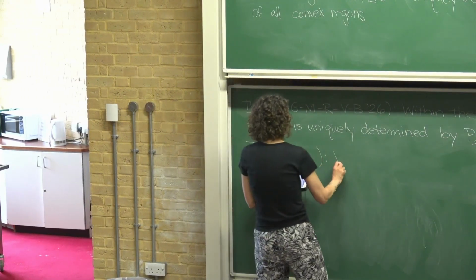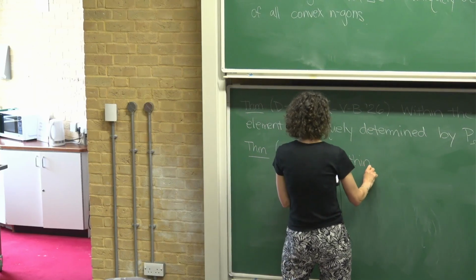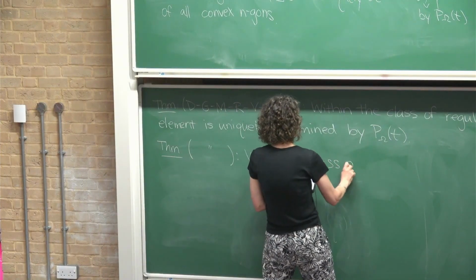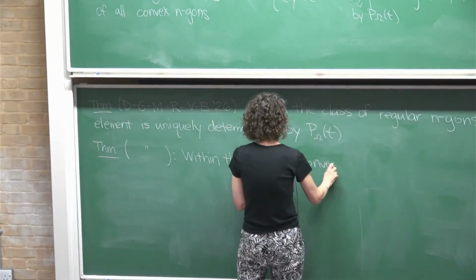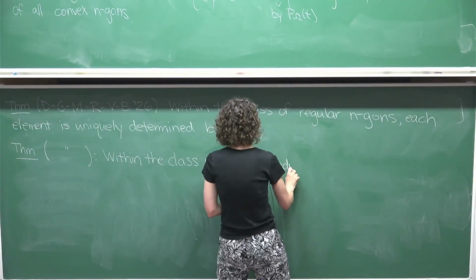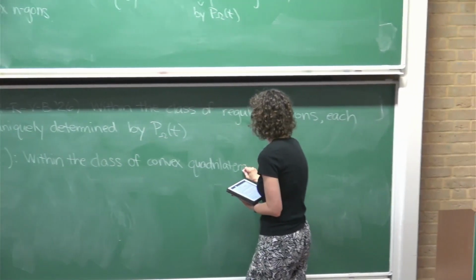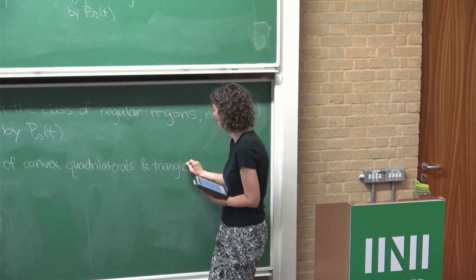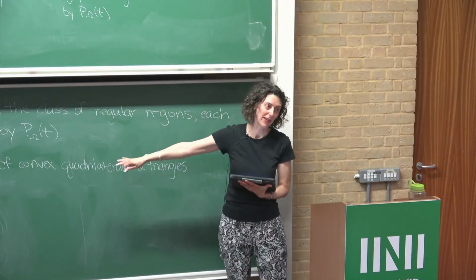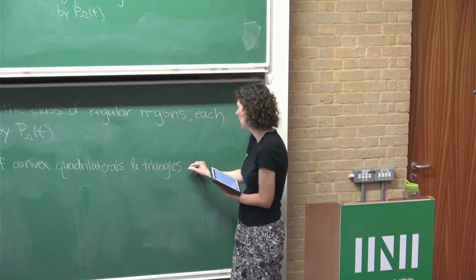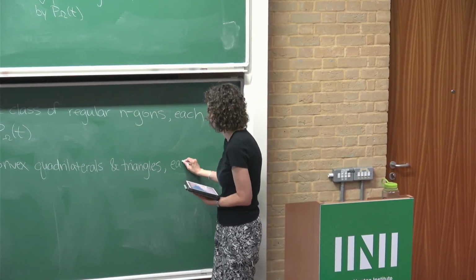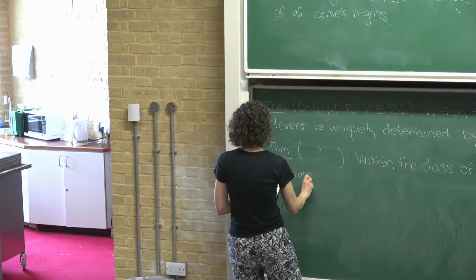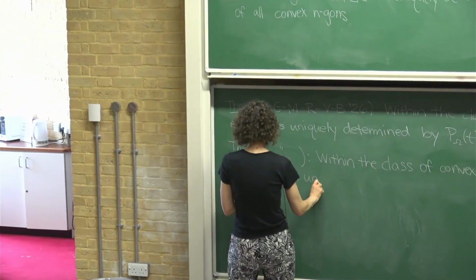Okay, so let me give you a couple more results, and we're very close to the question of smooth and hearing corners. Okay, so within the class of convex quadrilaterals and triangles, so again here I'm trying to do something where I don't fix n to start with. I allow n to be 3 or 4. Okay, so within the class of convex quadrilaterals and triangles, each rectangle is uniquely determined.